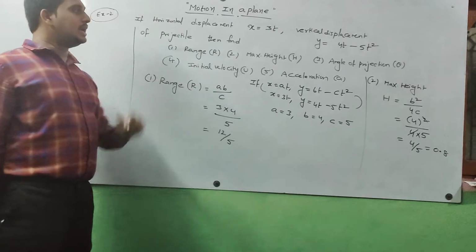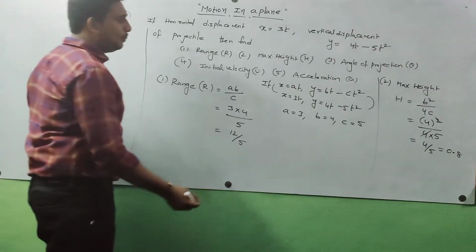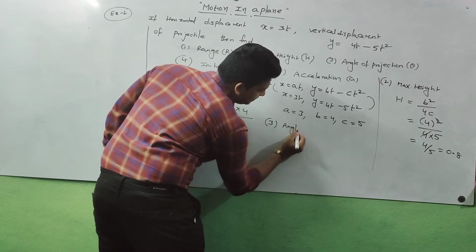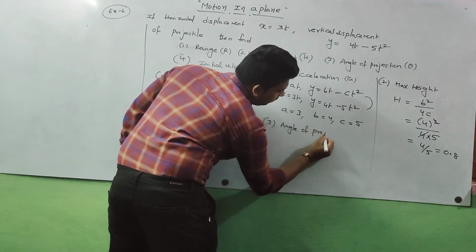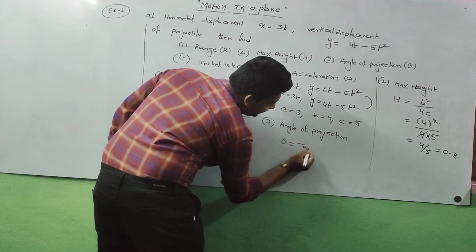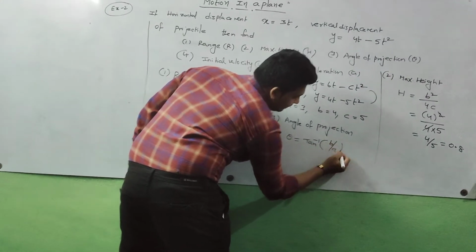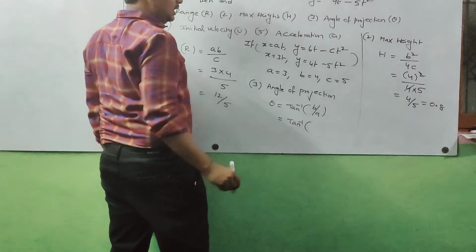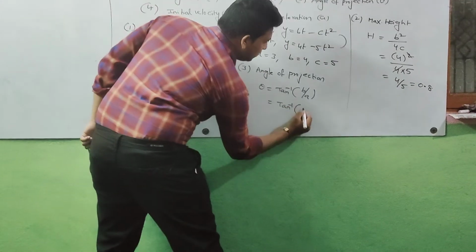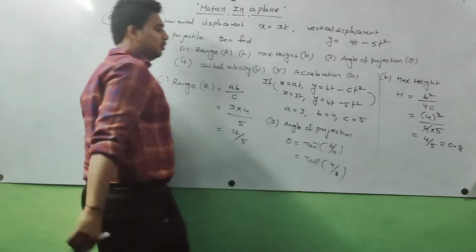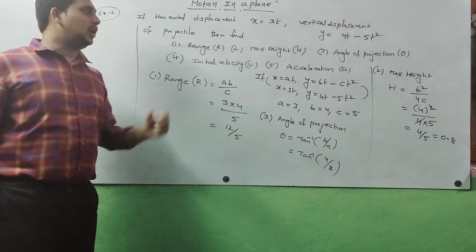So then angle of projection, the third one answer. Angle of projection formula: theta is equal to tan inverse of b by a. That means tan inverse of b means here 4 by a means here 3. So tan inverse of 4 by 3 is the answer for the angle of projection.